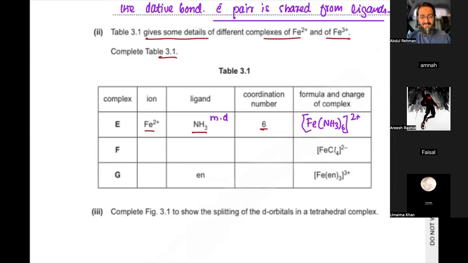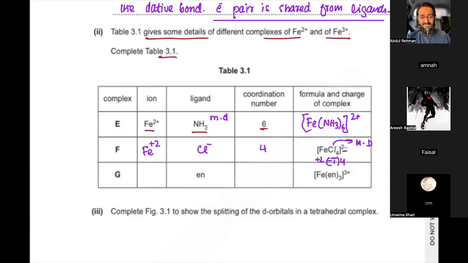Now in the second case, there are 4 chlorides, and chlorine is also a monodentate ligand. So the coordination number is going to be 4 and Cl- is the ligand. The net charge is 2-, chlorine is 1-, and there are 4 of chlorine, so the iron must be +2. So over here it is Fe2+.